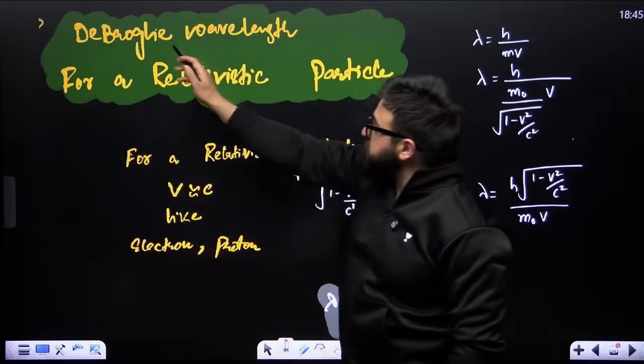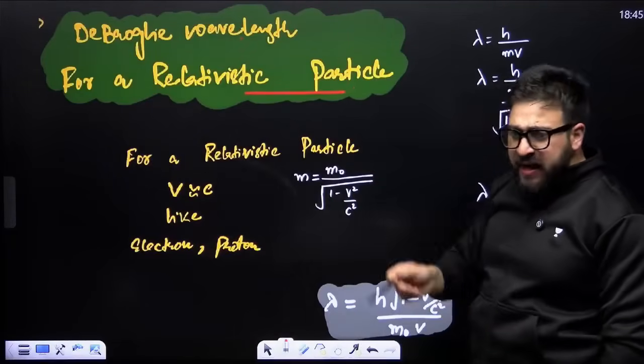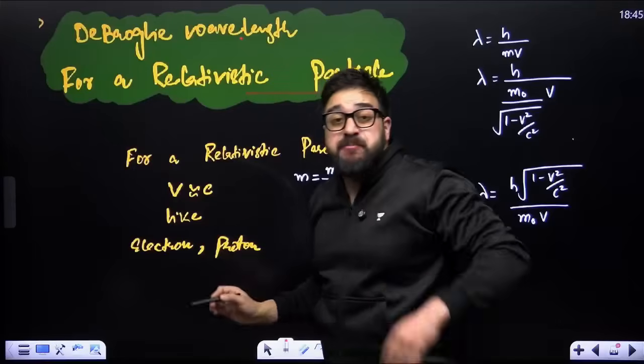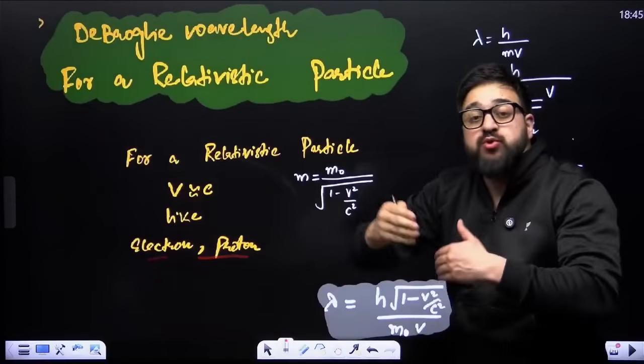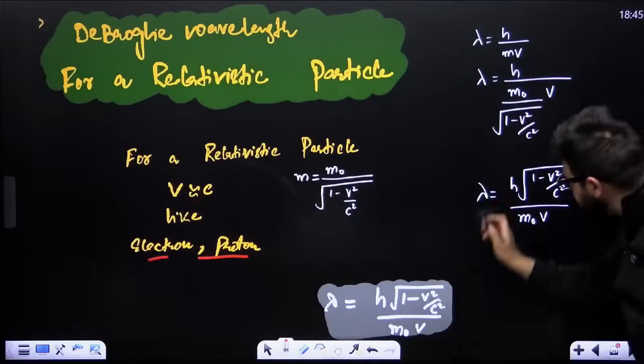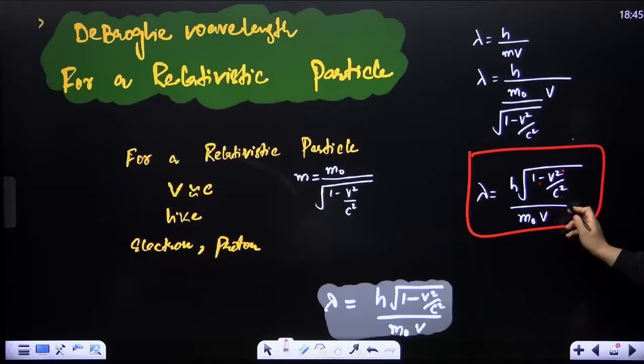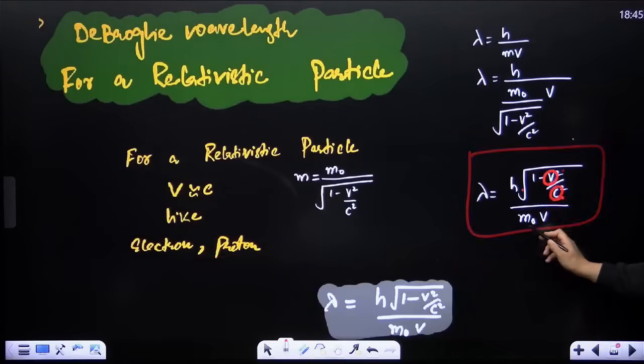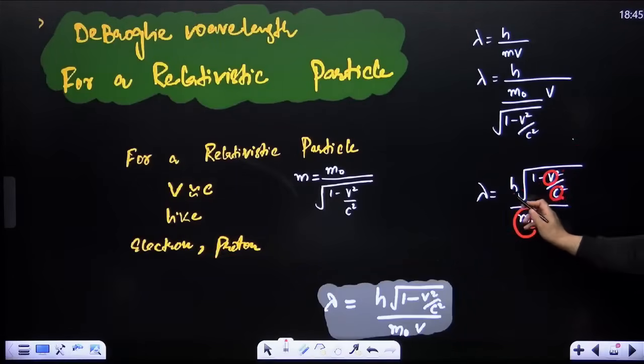Then, my dear NEET aspirants, de Broglie's wavelength for a relativistic particle. A relativistic particle is that particle which has a speed approximately like that of an electron or proton, which moves with a very fast speed. Its de Broglie's wavelength is h upon m0 v, times under root of 1 minus v square by c square. v is the speed of that particle, c is the speed of light, m0 is the rest mass of that particle, and h is Planck's constant.